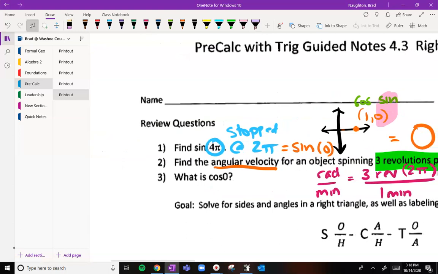Alrighty. And then number 3, it says, what is the cosine of 0? So, for the cosine of 0, we're going to be right there on the axis at our starting point. That is the point 1, 0. And remember, it goes cosine, then sine. So, ladies and gentlemen, that is going to be the number 1. Alrighty, some solid review today.